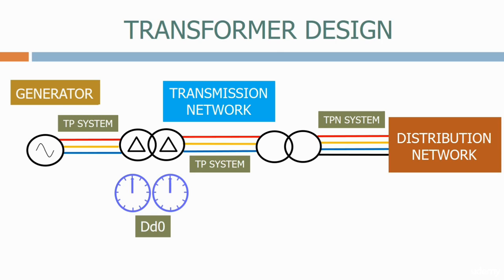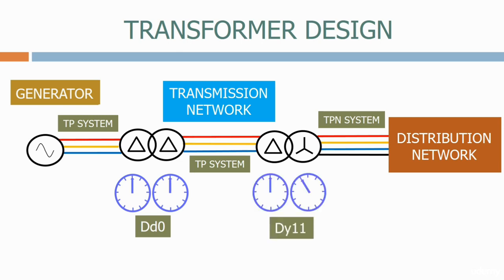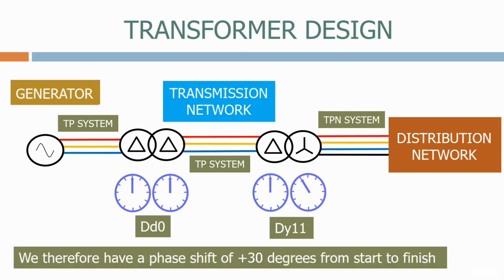For the transformer connecting the transmission network to the distribution network, we need a delta winding on the primary for the transmission network. On the secondary, it's a TPN system, so therefore we need a star winding. The transformer is a DY11 with a plus 30 degrees phase shift. If we look at the phase shift all the way through from the generator to the distribution network, we have a plus 30 degrees phase shift from start to finish.